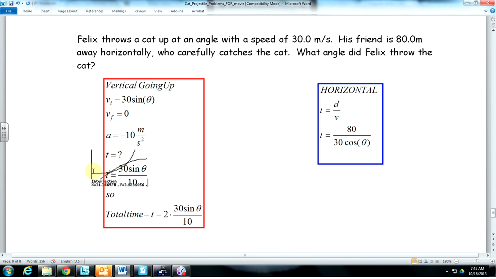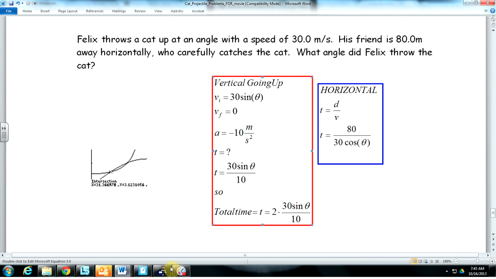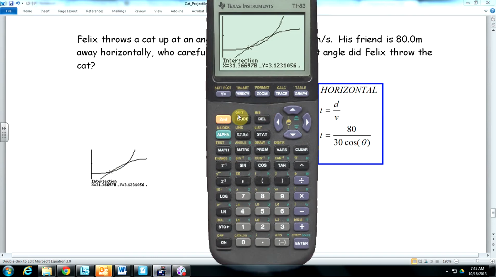The other one, let's take a look and find the other one. For the other one, we'll go second, calculate again. We'll go with intersection. First curve, second curve, but for the guess, I've got to go over to that other one. Okay, so I'm zipping over here. And now hopefully we'll find that one. And it looks like this solution is 58.6. So we found two intersections. One is 31.3. The other is 58.6. So those are our two angles that could work out.